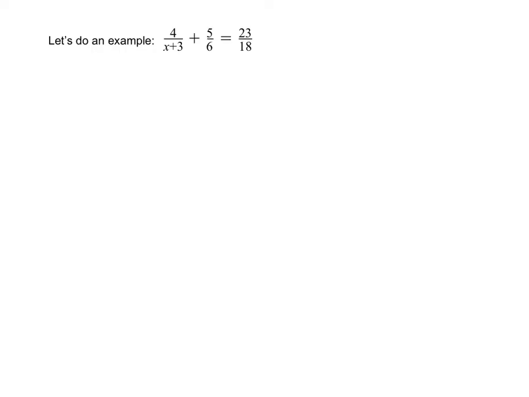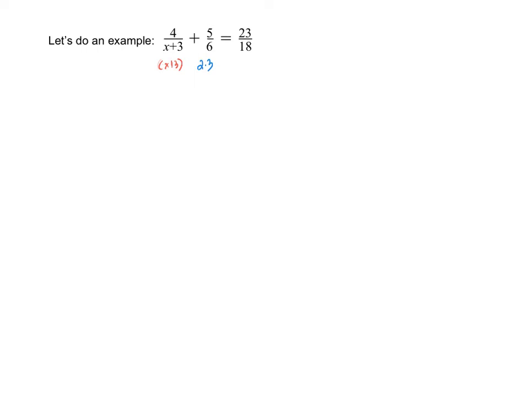Okay, let's do an example together. So you see the example in your guided notes. Here it is. So the first step is to get the LCD of the problem. So that involves the pool method, which involves factoring all the denominators first. So x plus 3 can't be factored any more than it already is. So I'm just going to go ahead and write x plus 3 in parentheses. 6 can be broken down into 2 times 3.